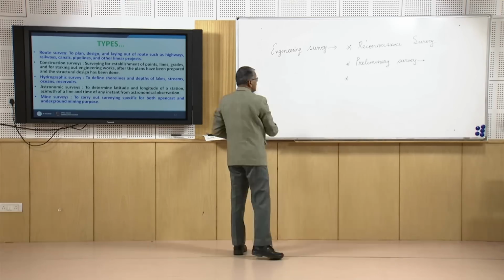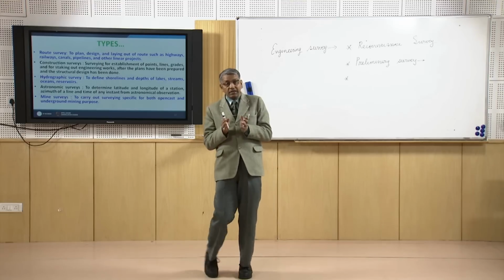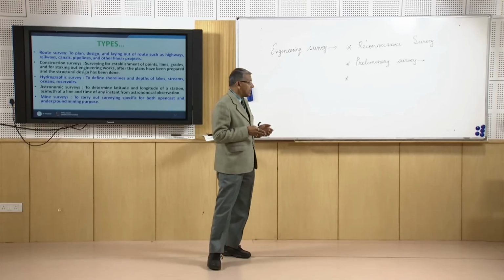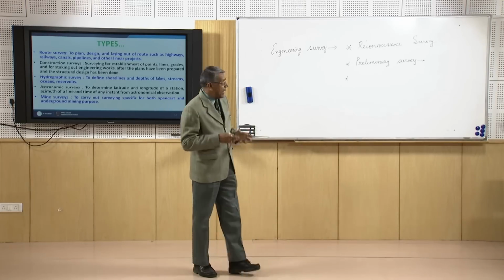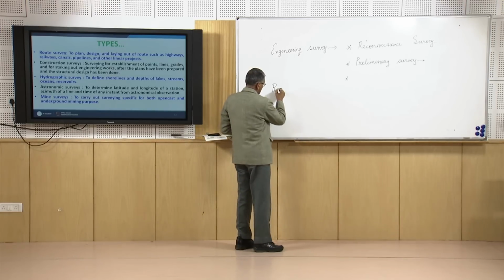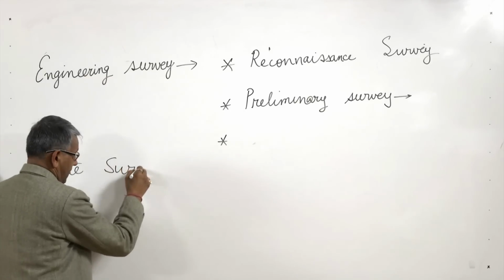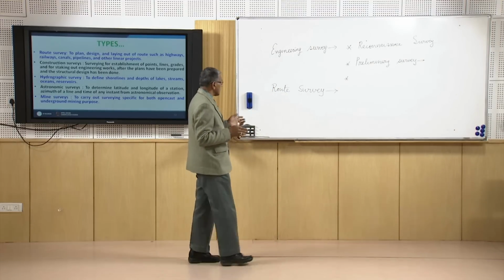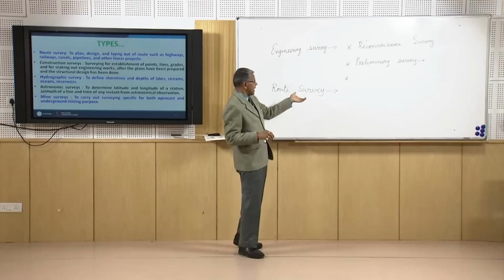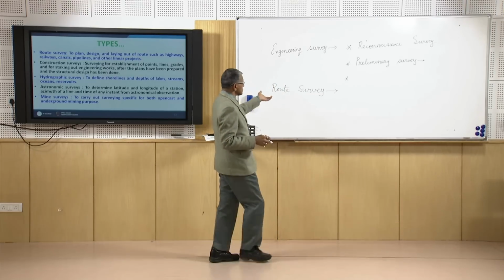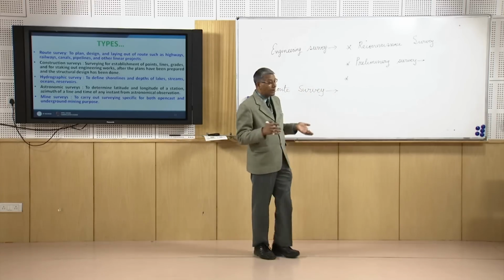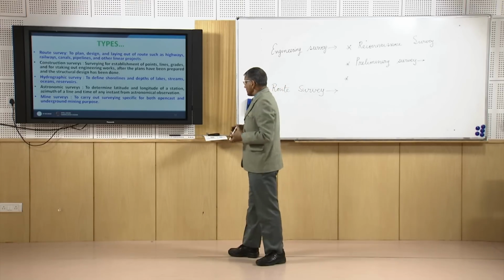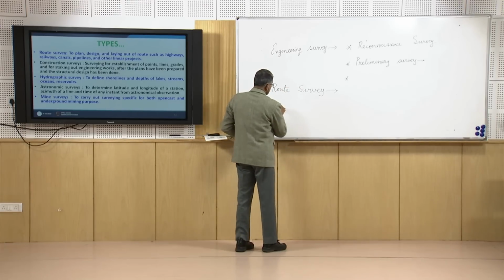Next, if the engineering survey is particularly done for laying out a route, route means like a road, railway line, it may be a canal, it may be a pipeline, that is called route survey. The surveying which we conduct to lay a route is called route survey. In this also we have these three steps: reconnaissance survey, preliminary survey, and then setting out or staking out operation. Then construction survey.